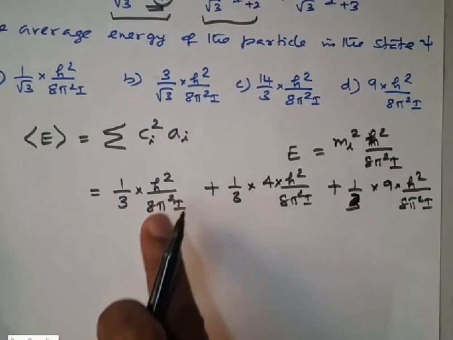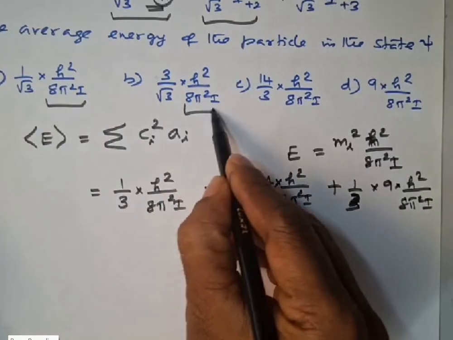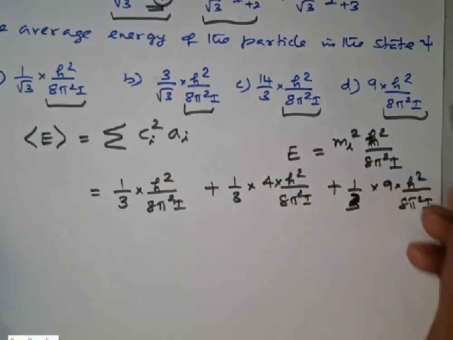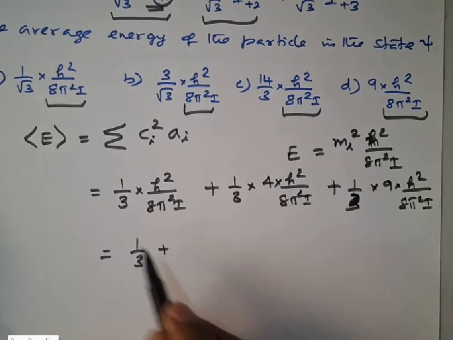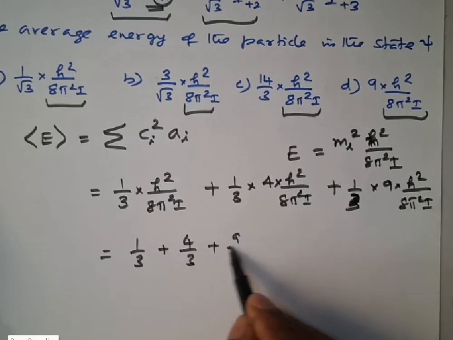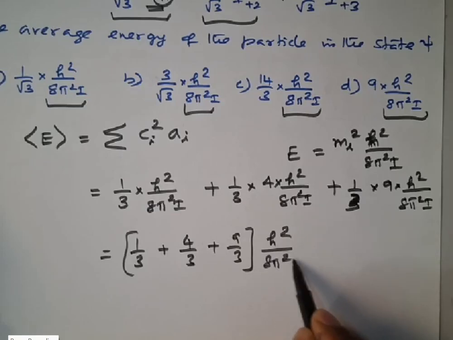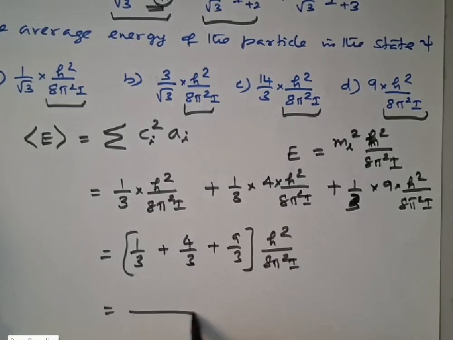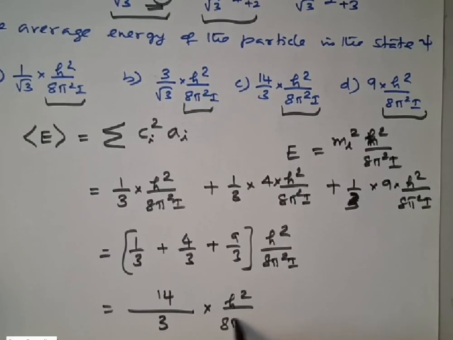Now what to do? H square by 8 pi square I is common in all the terms, so you can take it out. If I do that, here we are left with 1 by 3, here 4 by 3, here 9 by 3, times h square by 8 pi square I. Can anyone tell me what is the sum of this? 14 by 3 times h square by 8 pi square I. So the correct option for this question is option C.